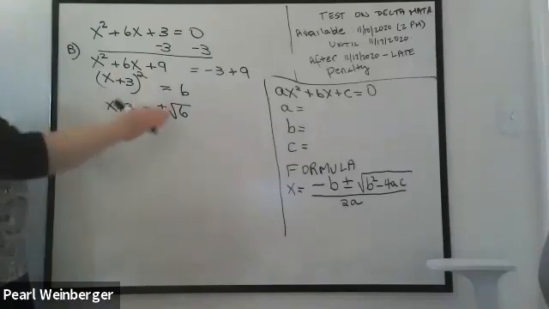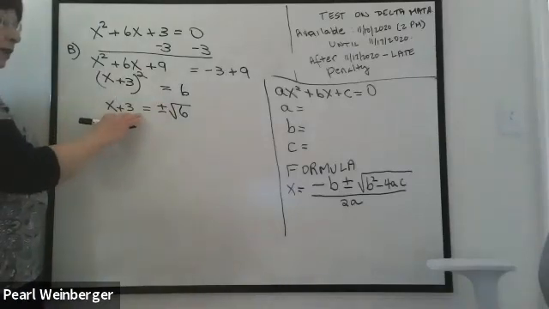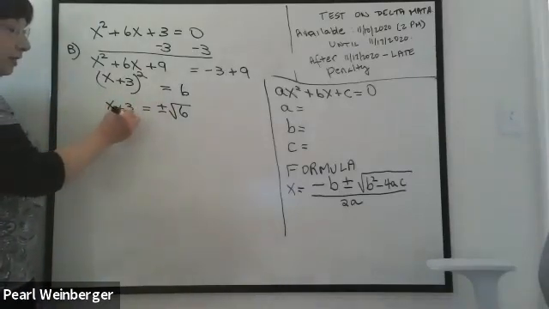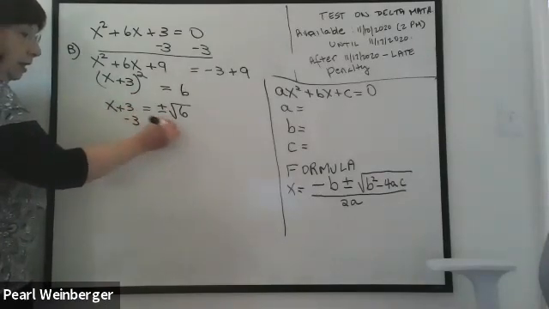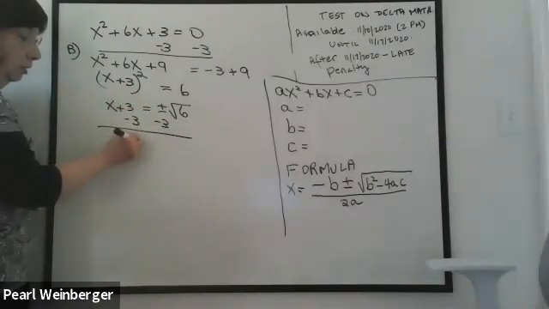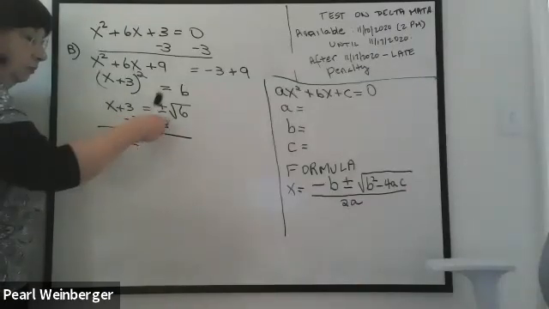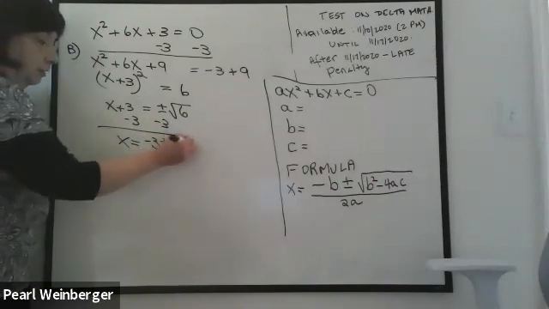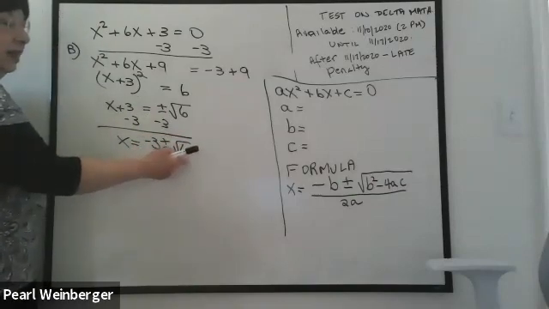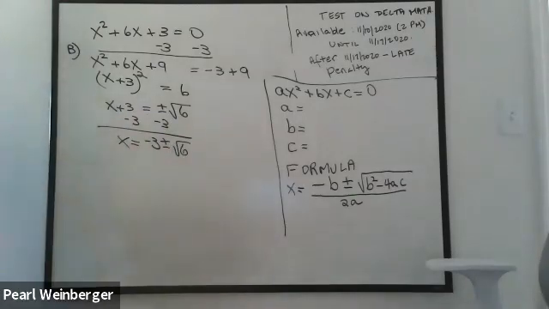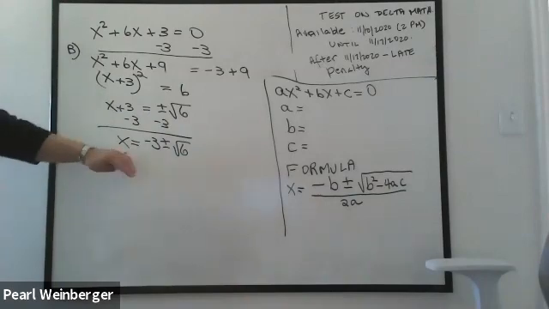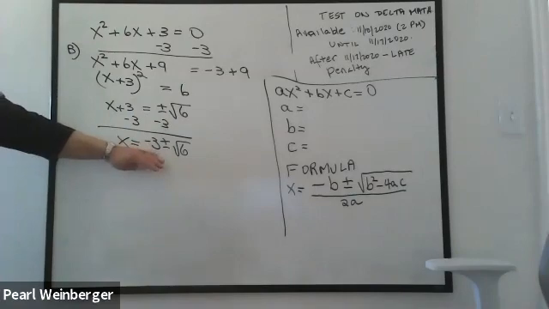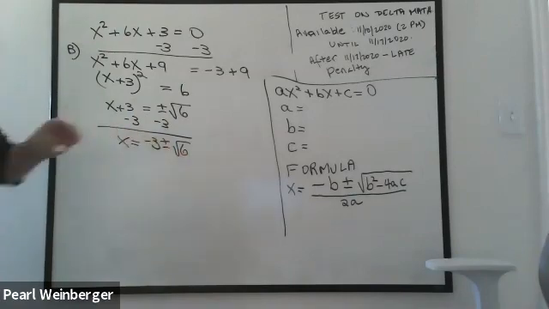And then to finish this off, we want to bring the 3 to the other side, so we have x alone. And again, remember that the number that you bring over always goes first. So negative 3 plus or minus radical 6. Now, this is not a rational number because there's no perfect square root of 6. So we want to leave our answer in this format: negative 3 plus or minus radical 6.